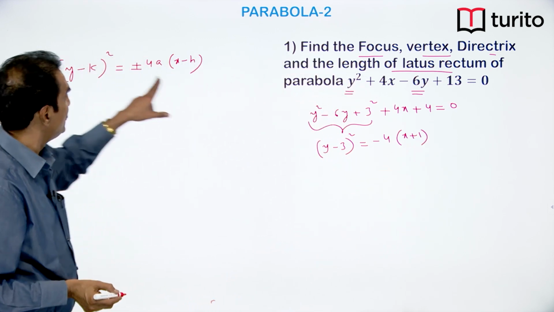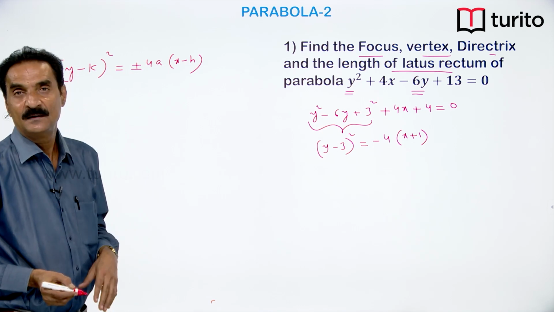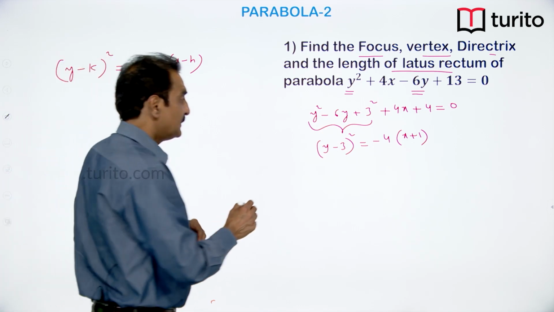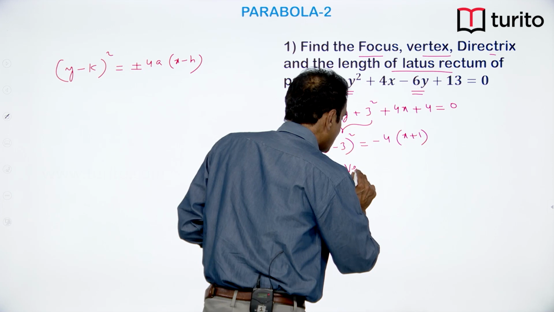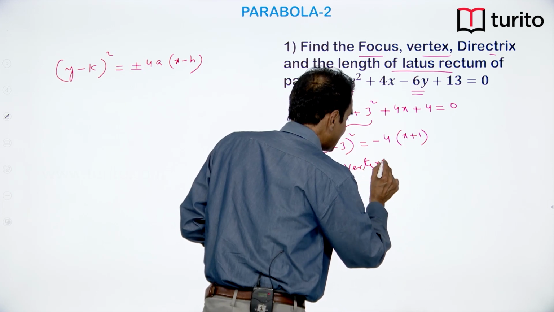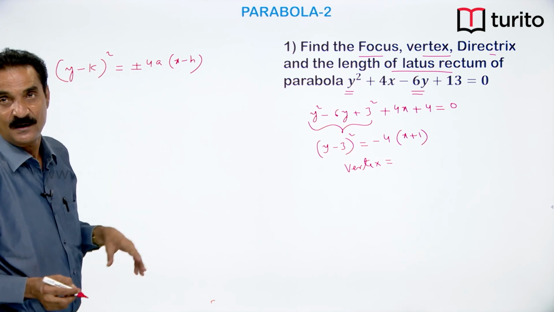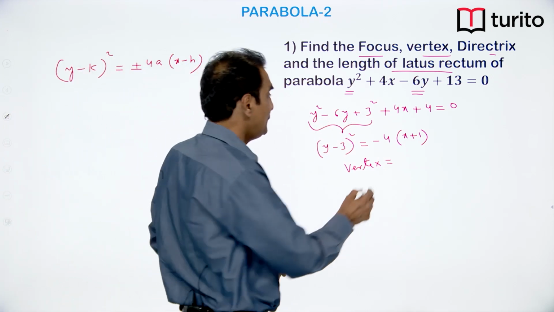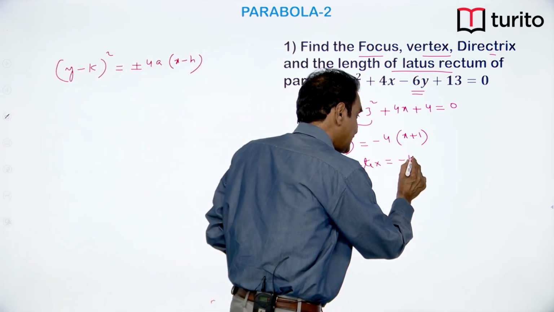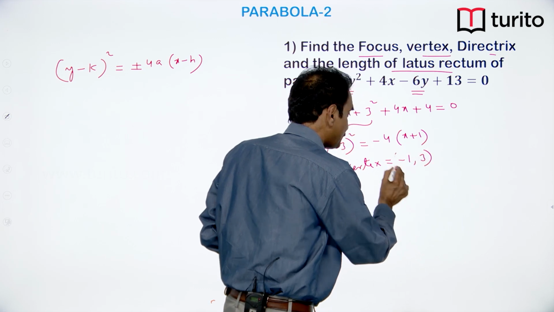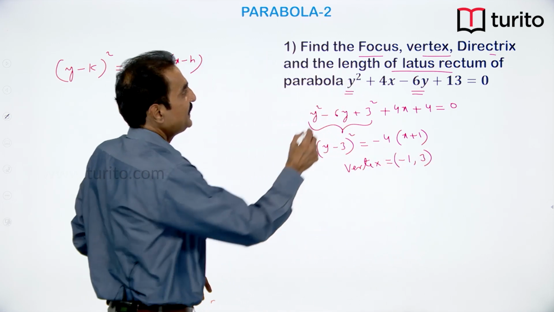Now, it is exactly in this form. Then immediately you can write vertex. What is the vertex? H comma k for this parabola, and vertex of this parabola will be minus 1 comma 3. Vertex is over.